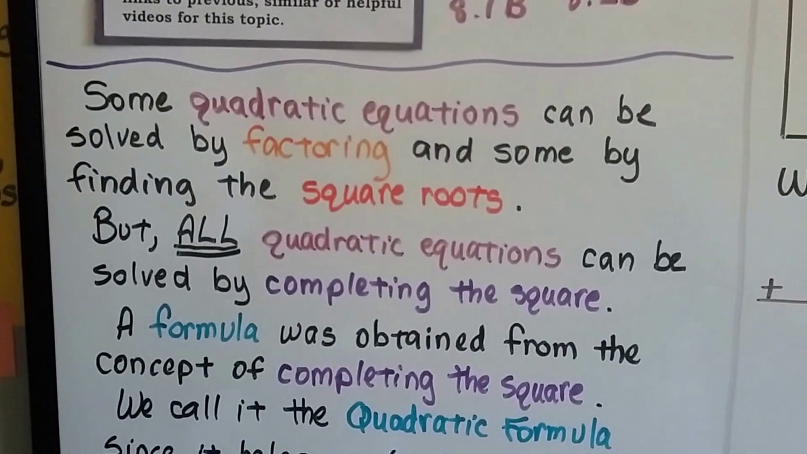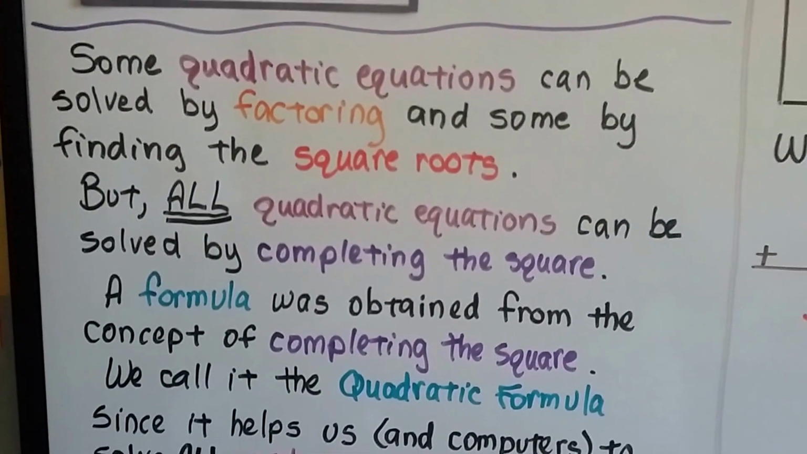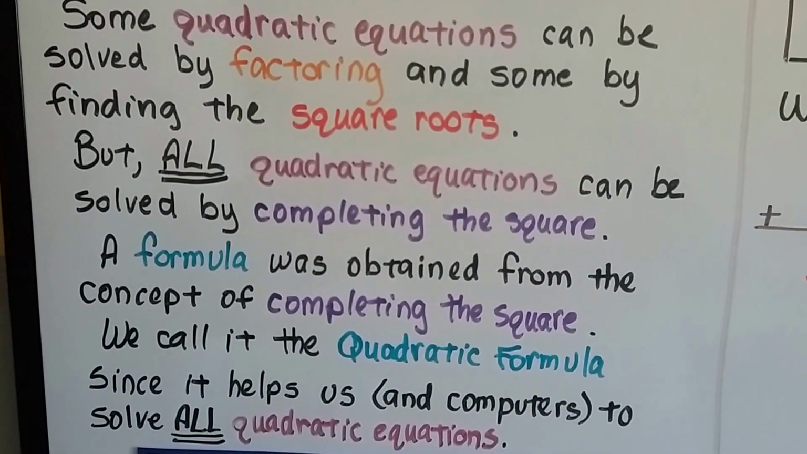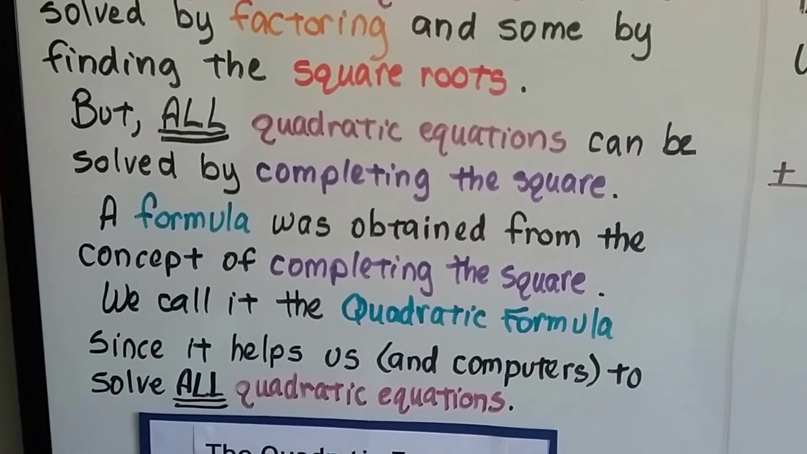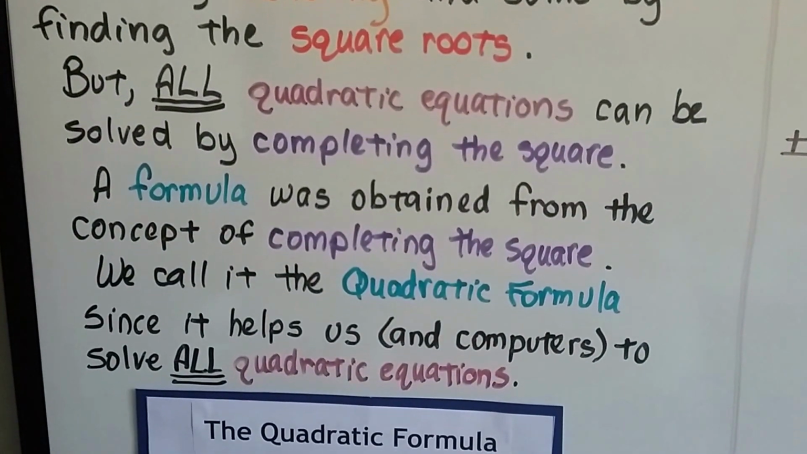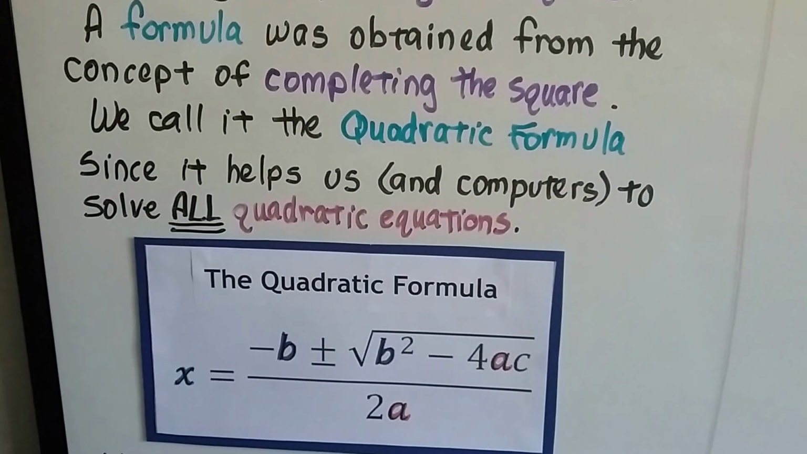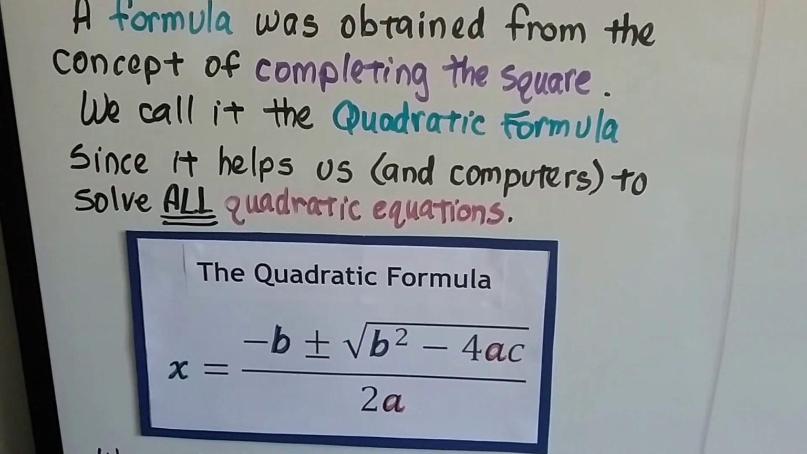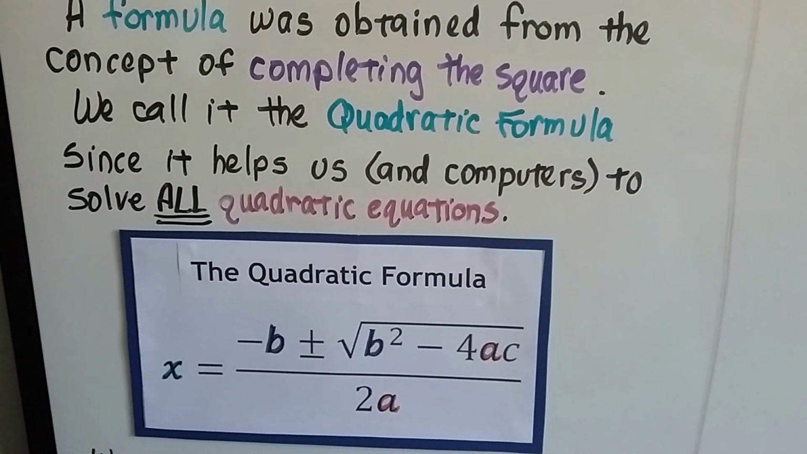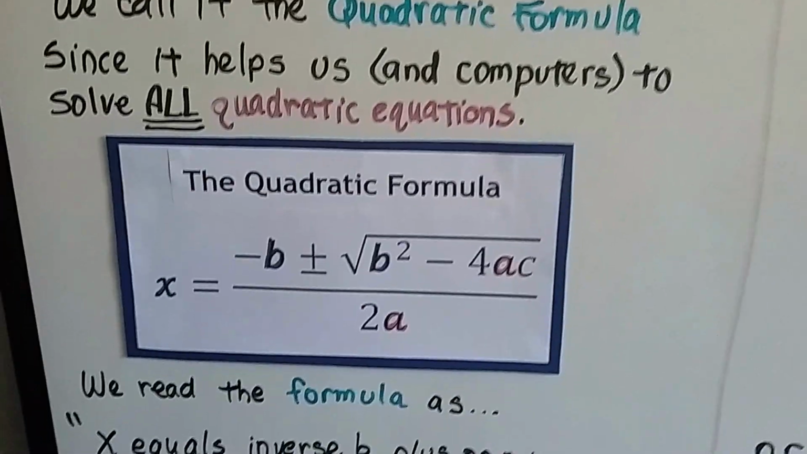Some quadratic equations can be solved by factoring, and some by finding the square roots, but all quadratic equations can be solved by completing the square. A formula was obtained from the concept of completing the square. We call it the quadratic formula. We talked about this last year in Algebra I, since it helps us and computers to solve all quadratic equations. And this is it right here.